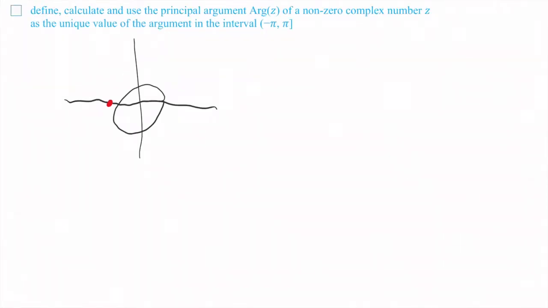As defined in the syllabus, the principal argument is the unique value of the argument from the interval negative pi exclusive to pi inclusive. What this means is, if something had an argument of, say, 2 pi, while this is still correct, it is not in this interval of the principal argument. So we would say that the principal argument would be 0.